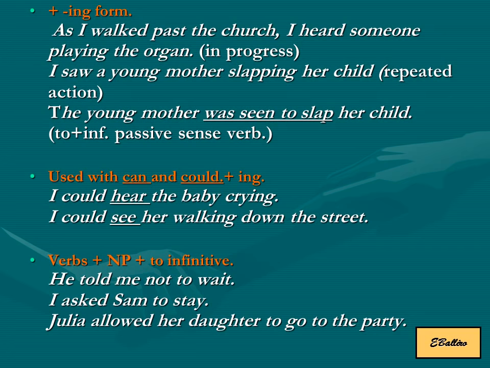Used with can and could plus ing. I could hear the baby crying. I could see her walking down the street. So can and could are also very common with this when the action is in progress. Verbs plus noun phrase plus to infinitive. He told me not to wait. He asked Sam to stay. Julie allowed her daughter to go to the party.